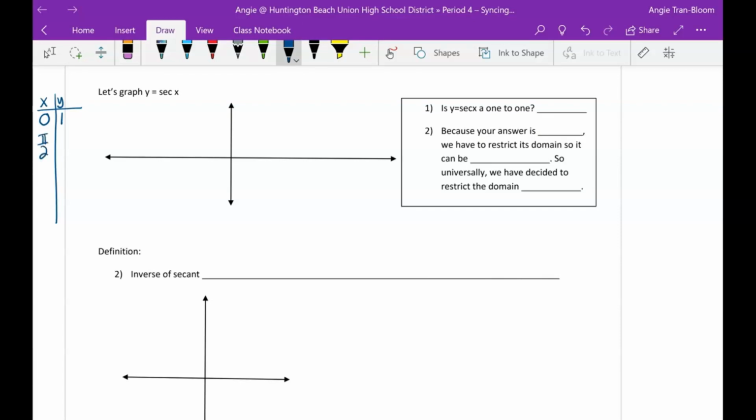Cosine of pi over 2 is 0, so secant is going to be undefined. Cosine of pi is negative 1, so the reciprocal is still negative 1.